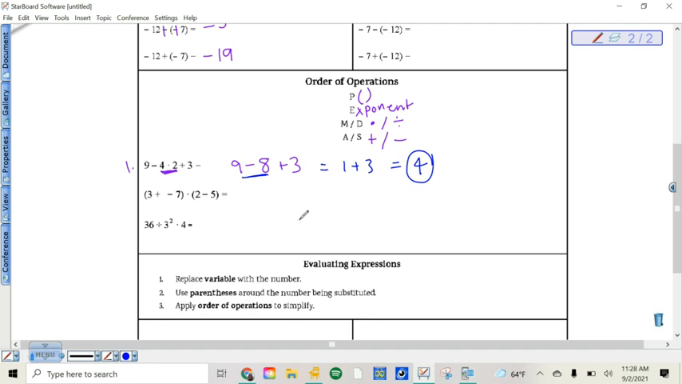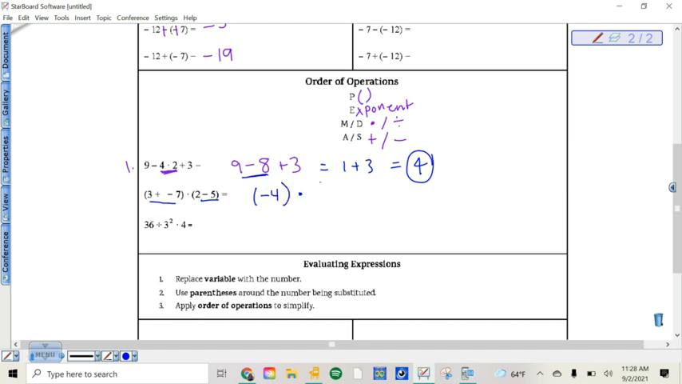All right, what about this one? What do we do first? Yeah, we do the parentheses. We can do this one or that one first. It doesn't really matter, but we have to keep them separate. So we'll do left to right. What's 3 plus negative 7? Negative 4.